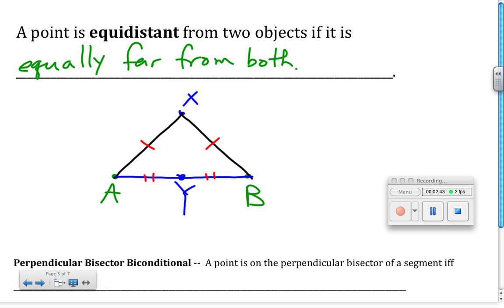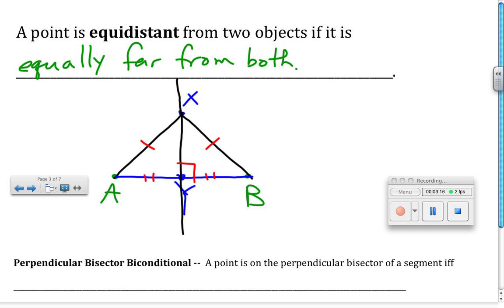And now finally, if I draw the line connecting point X and point Y, do you visually see that line XY is not just the bisector of that segment, since it's passing through the midpoint as Zoe described, it's the perpendicular bisector of that segment, which kind of leads us into what we will call the perpendicular bisector biconditional.